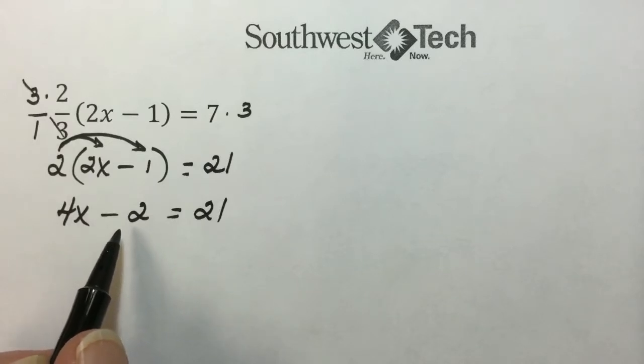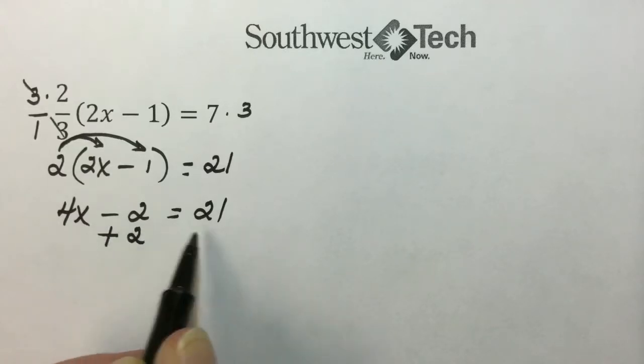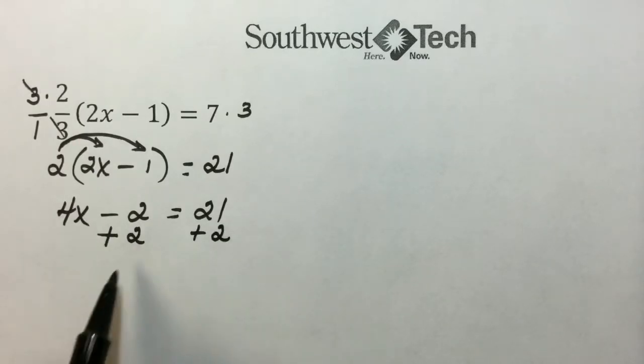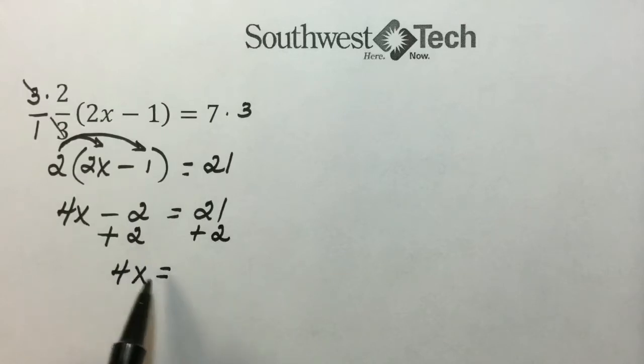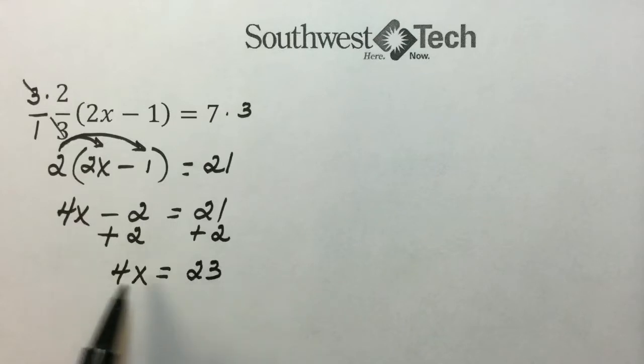So here's where we start working backwards through the order of operations. To undo a subtraction, I will add. To maintain equality, add that same quantity to both sides. 2's cancel out. 4x plus 0 is 4x. 21 plus 2 is 23.